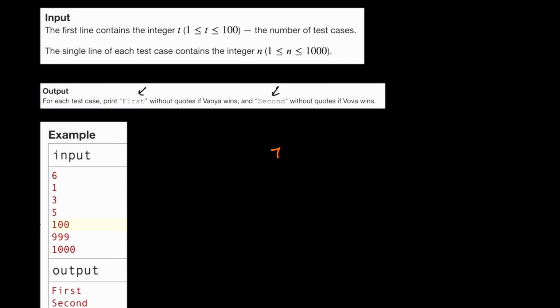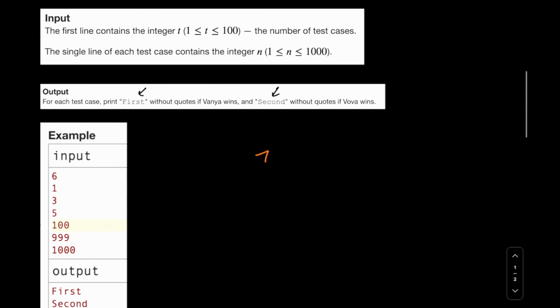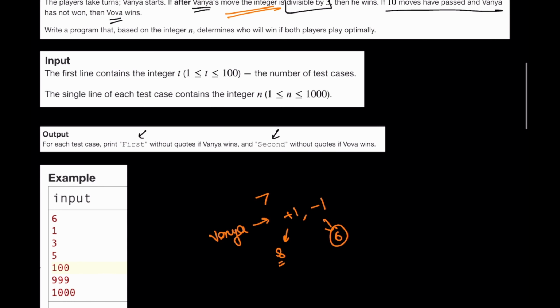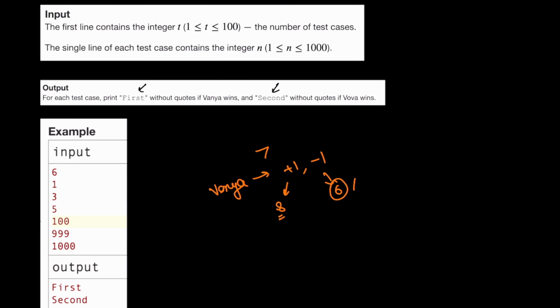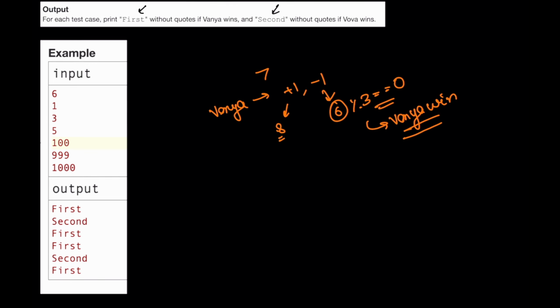Let's take 7. First it is the turn of Vanya. Vanya can either add 1 or subtract 1. If he adds 1, the number becomes 8. If he subtracts 1, it becomes 6. After Vanya's move it needs to be divisible by 3, and 6 is divisible by 3. That's why Vanya would win, and he would want to subtract and not add. This is the optimal play.